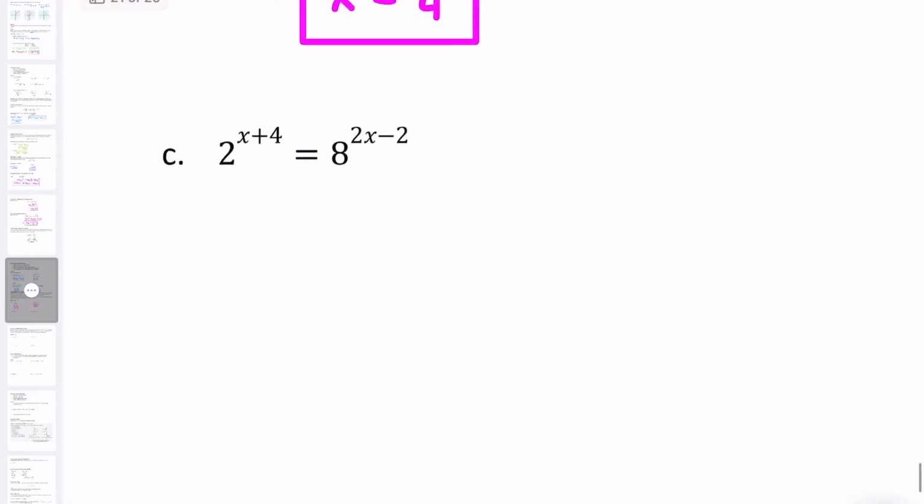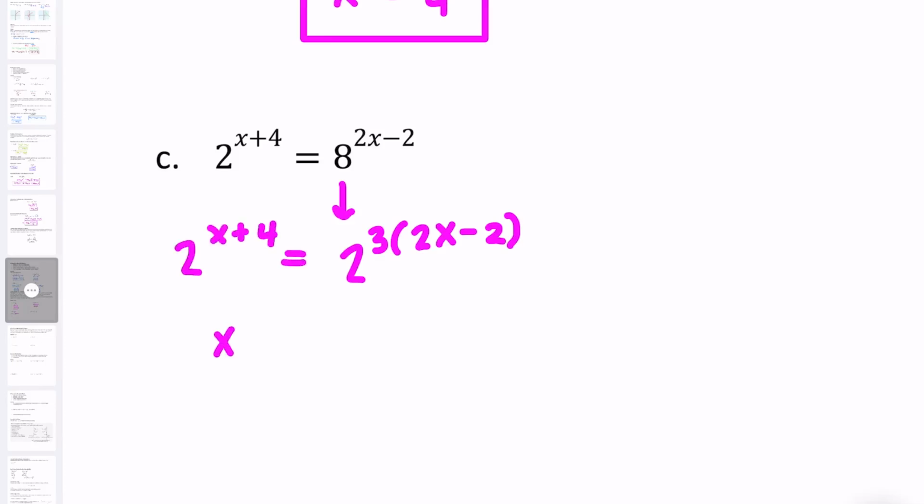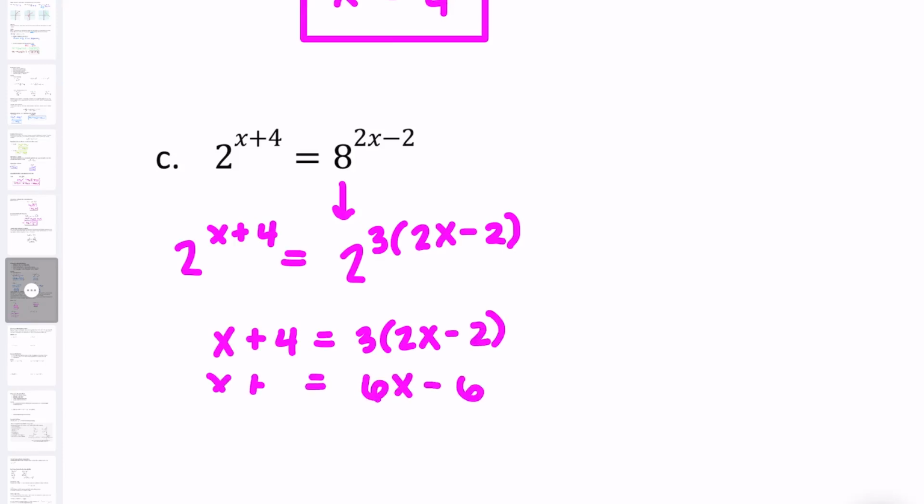In C, we need to rewrite 8 using a base of 2. In this case, 2 to the power of 3. Don't forget to multiply out the rest of the exponent. Now we can solve the exponents on their own. I'm going to distribute the 3. And I'm going to get 5x equals 10, or x equals 2.